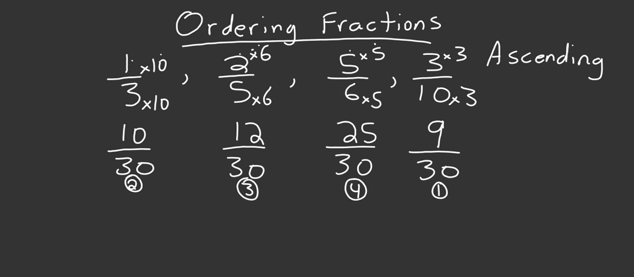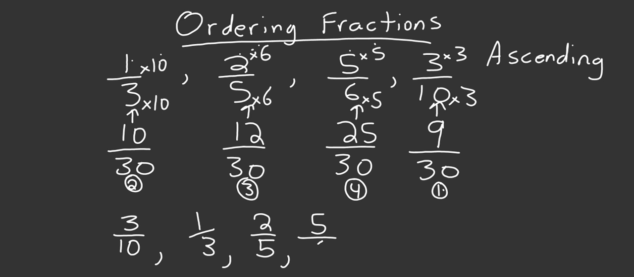So what I need to do now is convert them back into the original fractions and put them in order. The first one is 9/30ths, and that was the same as 3/10. So the first fraction is 3/10. Second was 10/30ths, which started out as 1/3. Next is 3, which was 2/5. And finally, fourth, we have 5/6.